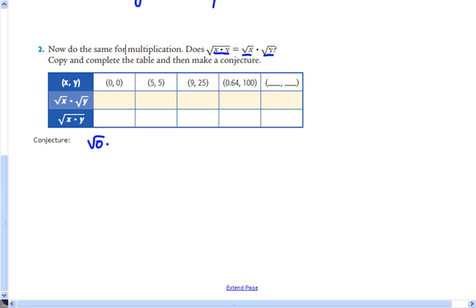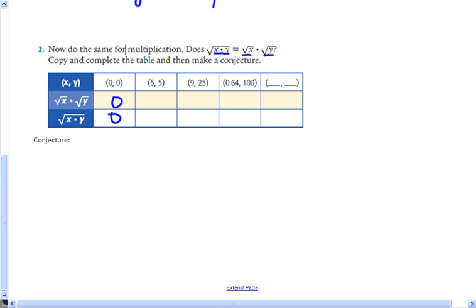In this first one, we're just going to do the square root of 0 times the square root of 0, and that's 0 times 0, which is 0. And then we're going to put it all under the square root symbol. 0 times 0, do that first, that's 0, and the square root of 0 is 0. So it works for that one. All right, it's not enough that it works for one, though. We need to try a couple.